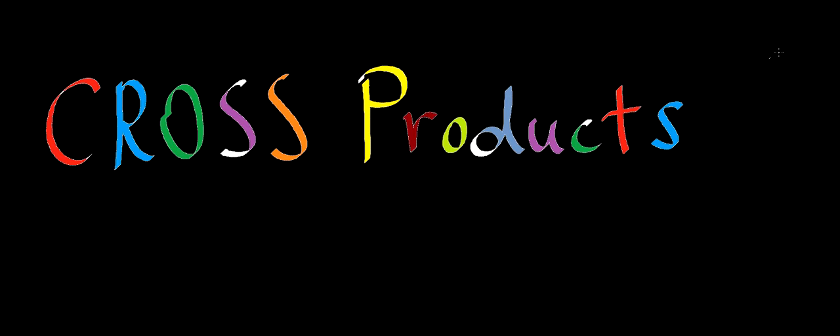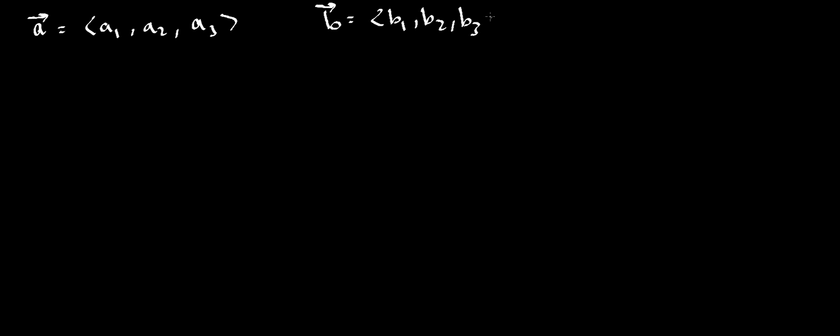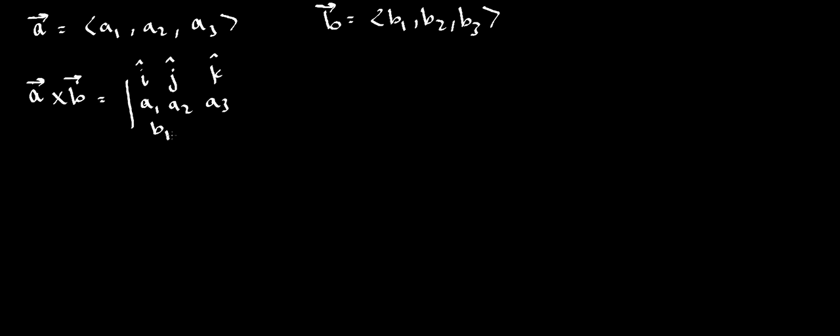Hi, the topic of this video is cross products. So if you have two vectors, vector A with the components A1, A2 and A3, and vector B with the components B1, B2 and B3, the cross product of these two vectors, A cross B, is going to be equal to the determinant of this matrix: i, j and k, A1, A2, A3, B1, B2 and B3.